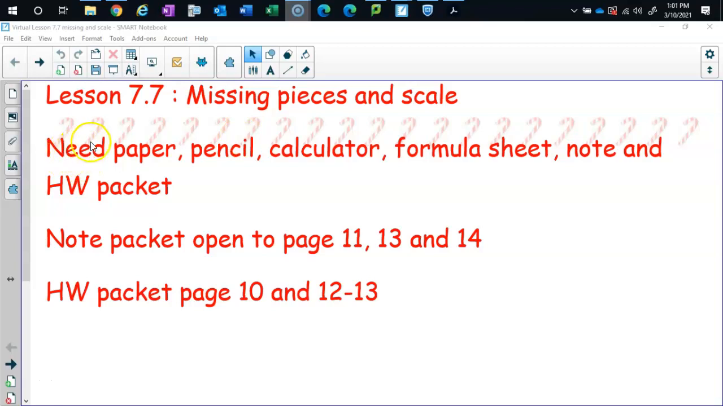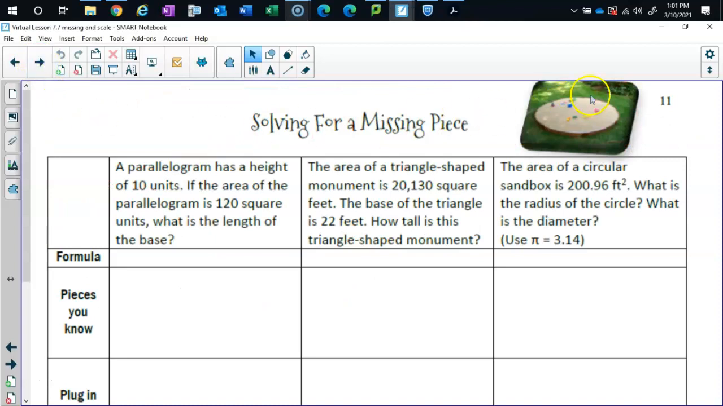All right, this is what you need on your desk. Paper, pencil, calculator, formula sheet, and your note and homework packet. In the note packet, we're going to do a little bit on these 3 pages, 11, 13, and 14. And in the homework packet, we're going to do page 10 and 12 to 13. Now, this is at the top of page 11 in your homework note packet, okay?